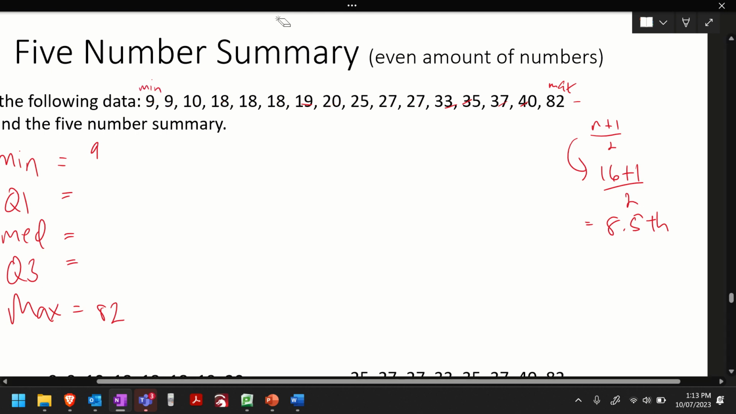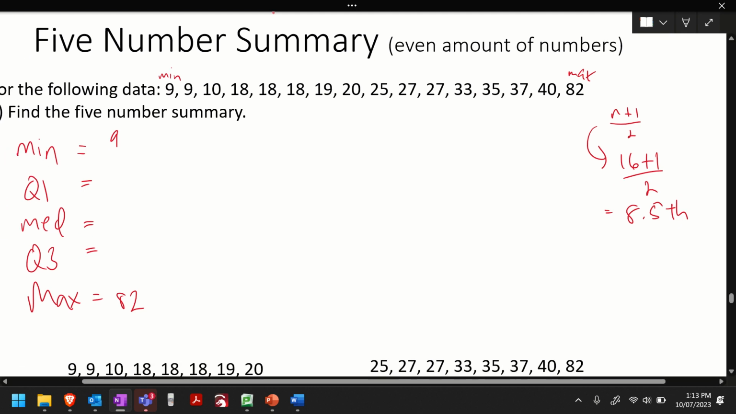According to this, my median is the 8.5th number. I'm going to ask Attila. Where's my median in this data set? 8.5th number. What is it?